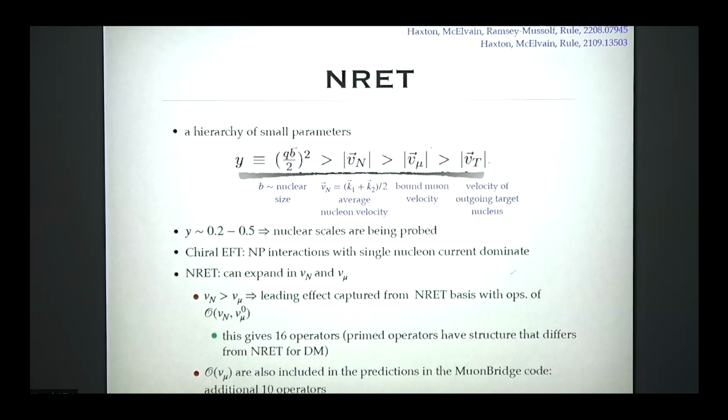So that's the hierarchy. This you can completely neglect. This will be at a few percent level. This is at the 20% level. And this Q over B, where B is the nuclear size, will be, I don't know, 20 to 50%. So you want to keep this to all orders. You can expand in the nuclear and the muon velocity, and you can neglect the fact that there is a momentum that goes into the nucleus. So that's the expansion that is being done.